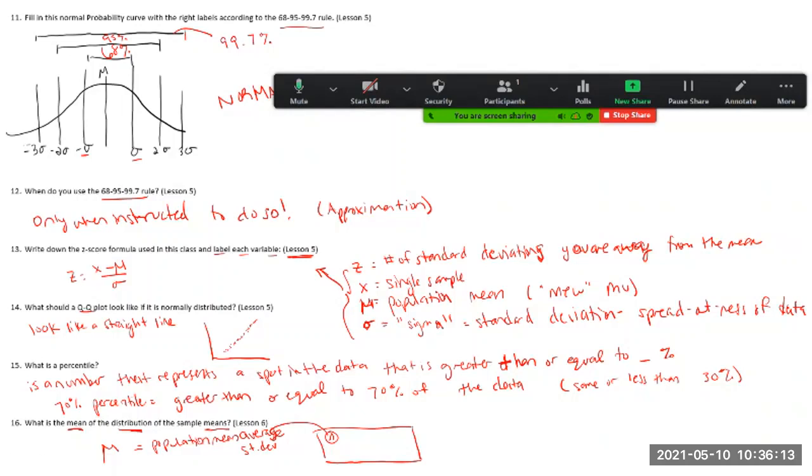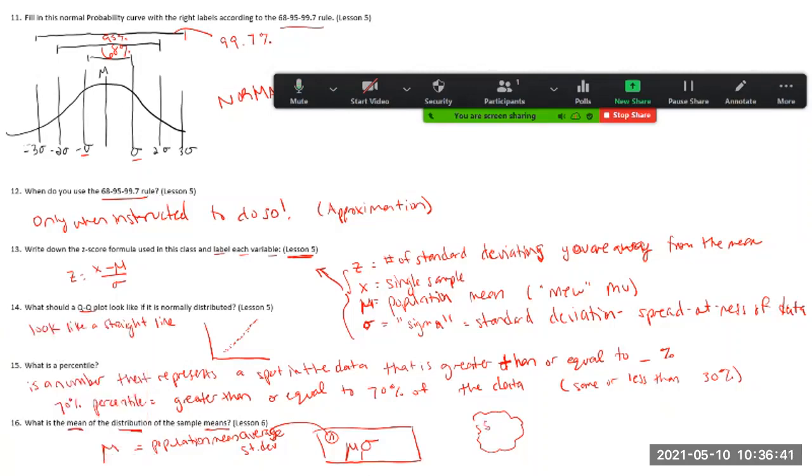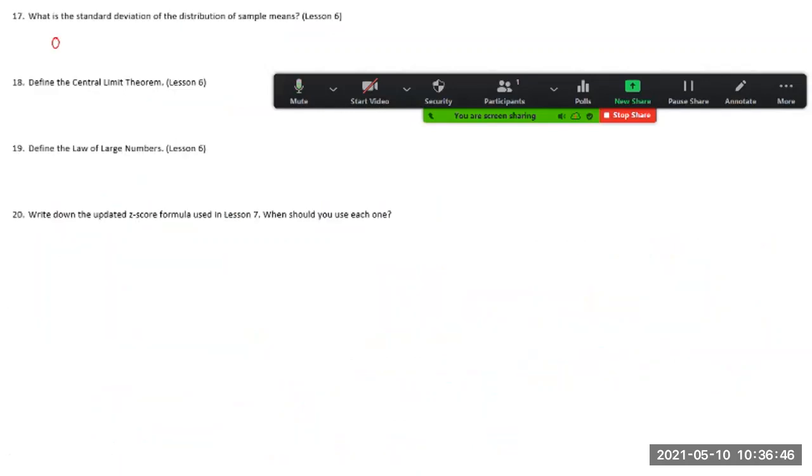This next question, number 17, before I move on to the next slide, asks what the standard deviation of the distribution of sample means is. If you have a particular sample size, it has its own spread. A whole population has its own mu and its own sigma, its own spread and its average, but each sample can also have that. If you grab a small sample, you can find an average. If you grab a small sample, you can get a standard deviation, which is S. So the numerical value for that is sigma divided by the square root of n. Okay, it's going to be a little bit difficult.